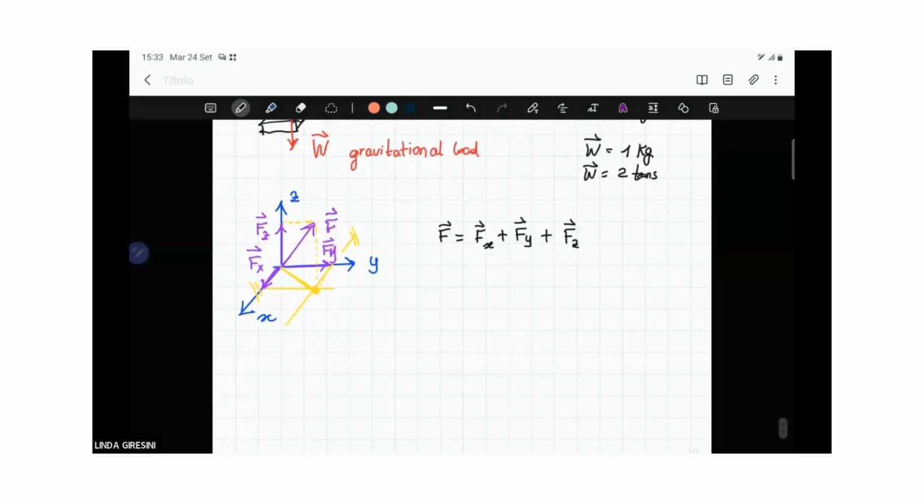Is that clear? It's just a decomposition. This is called the decomposition of a vector. So you can decompose any vector into three components. The three components are generally the components of the coordinate system, x, y, and z. That is simple.